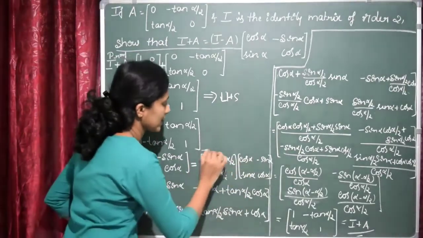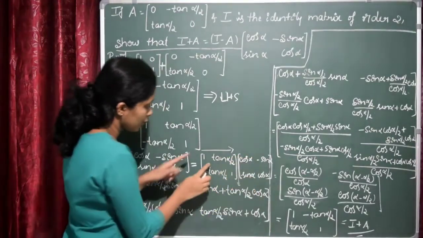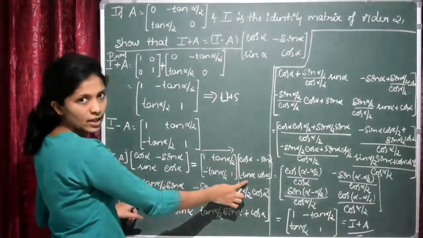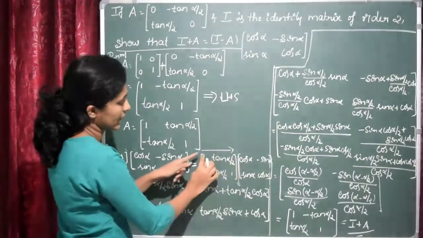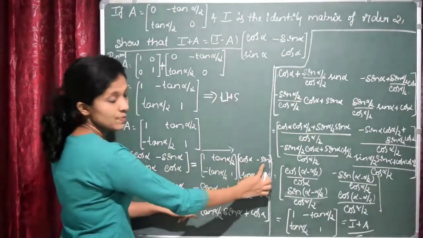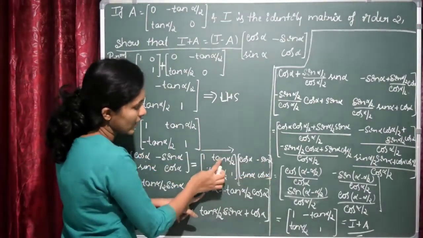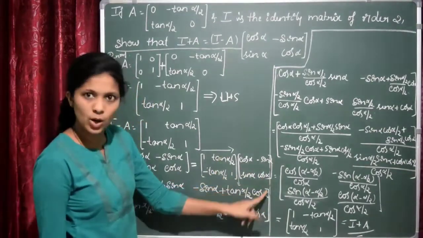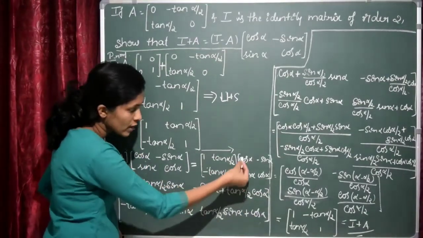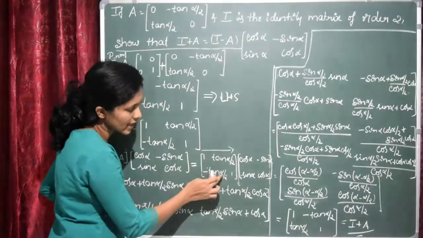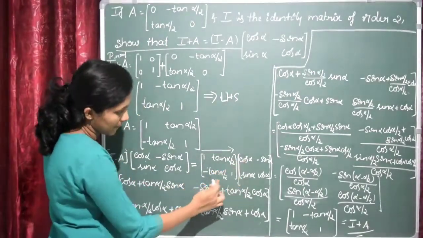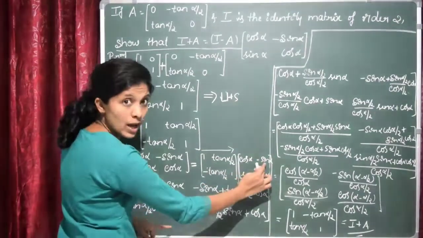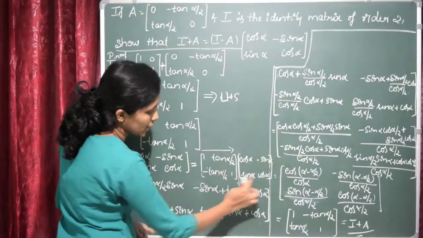You know that matrix multiplication is row to the column. First 1 into cos alpha, it is cos alpha, plus tan alpha by 2 into sin alpha. Second will be 1 into minus sin alpha, so it is minus sin alpha plus tan alpha by 2 into cos alpha. Second one will be second row, first column: minus tan alpha by 2 into cos alpha plus 1 into sin alpha. Next, minus tan alpha by 2 into minus sin alpha plus 1 into cos alpha.